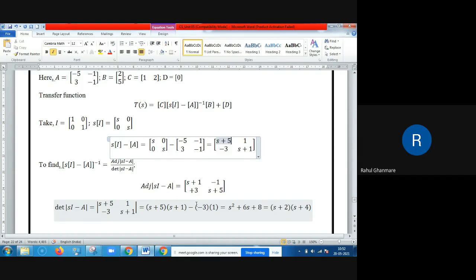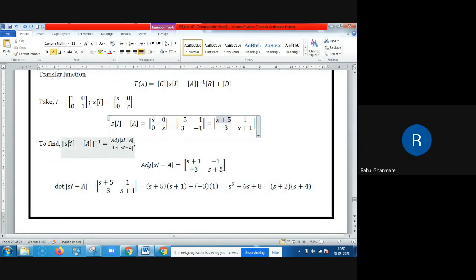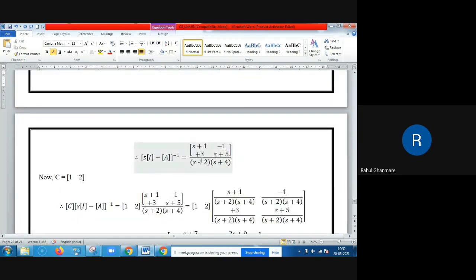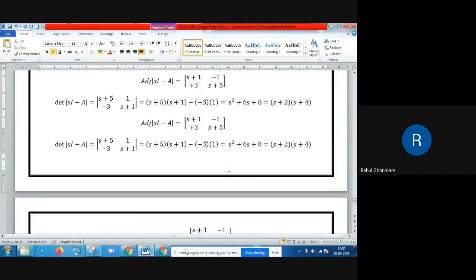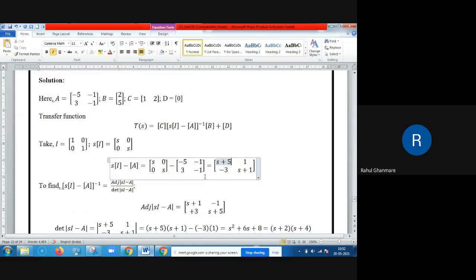And when we create a factor, here we have (s plus 2) in bracket and (s plus 4) in bracket. In this way you get this value, meaning finally you get the value of (sI minus A) inverse. Now we just go to the next step.